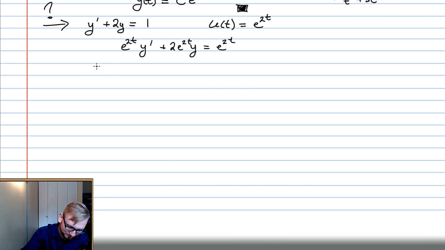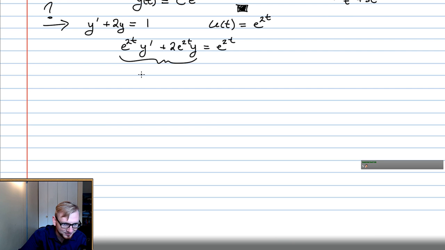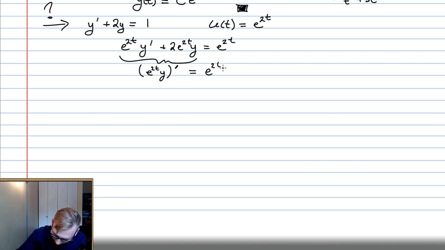We can tell again that this here is going to be a product rule of 2 functions. This is going to be the product rule of 2 functions. We've got e to the 2t times y, and that's going to be the derivative of those two. This is going to be equal to e to the 2t.